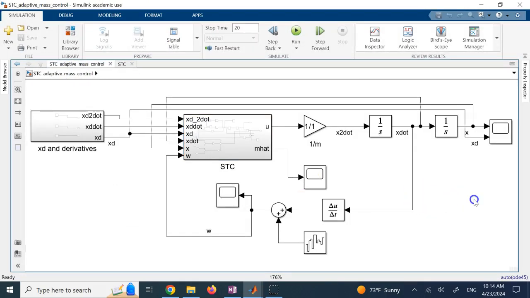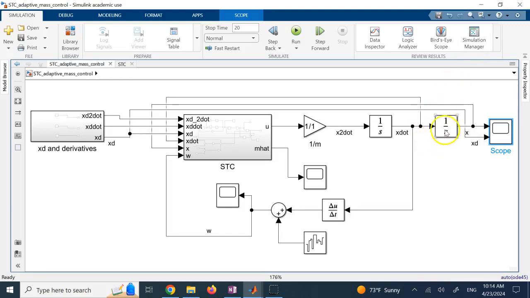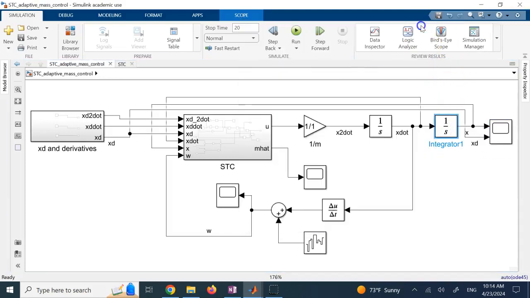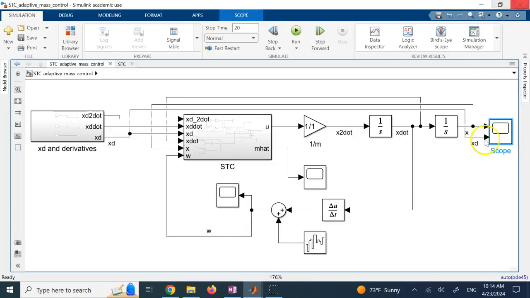And here you can see the tracking error. Let me show you. Look, even your initial condition is not the same as your desired initial condition. So your desired initial condition starts from 0. Remember, it's a sine function. Here I'm starting my initial x at 0.5. Okay, so I'm not starting right at the desired. And you can see that very fast my system is able to converge to the desired position, right?